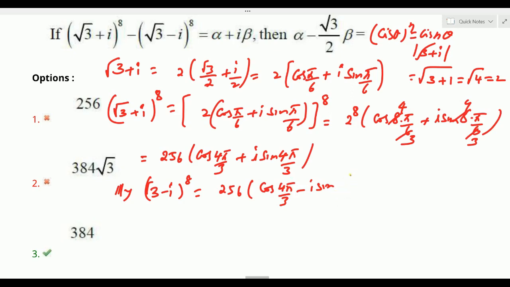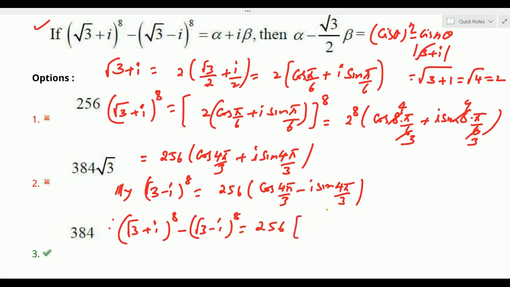I sin 4 pi by 3, right? Now what is there? You have to take the subtraction: root 3 plus i whole power 8 minus root 3 minus i whole power 8. From both of them we can take 256 as common.